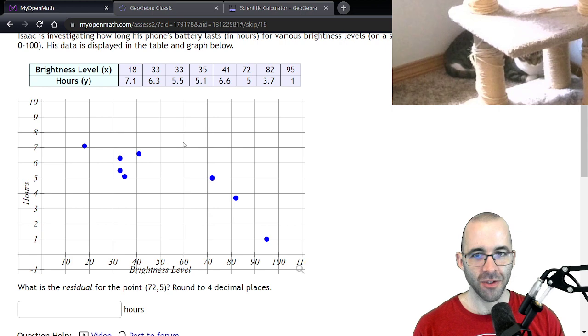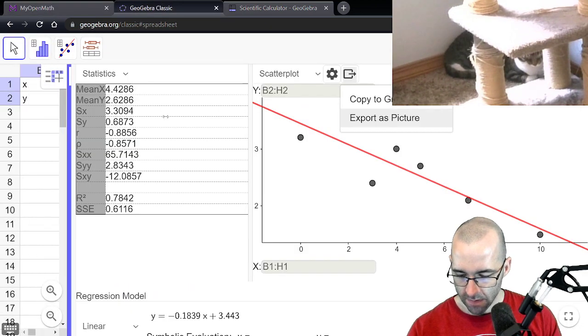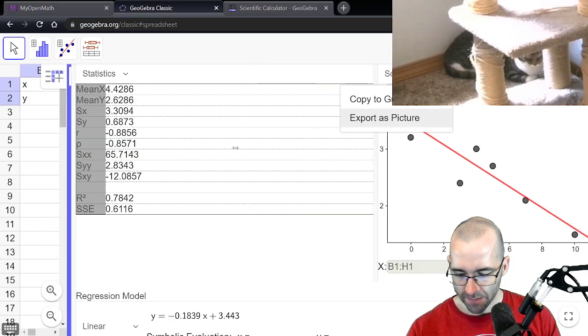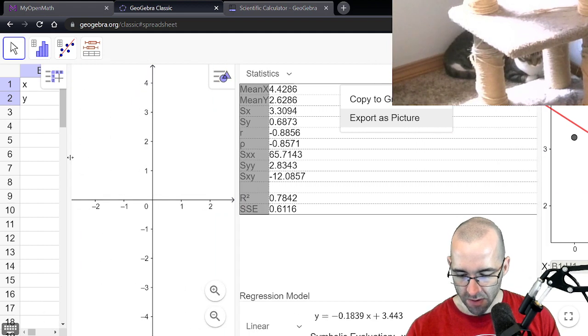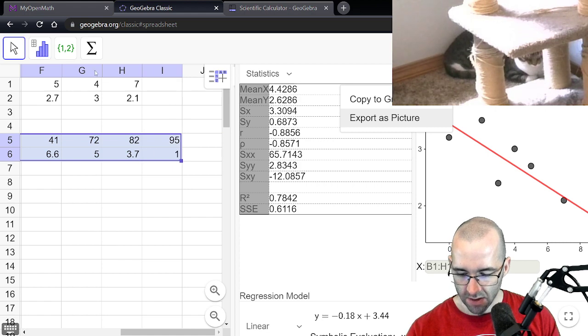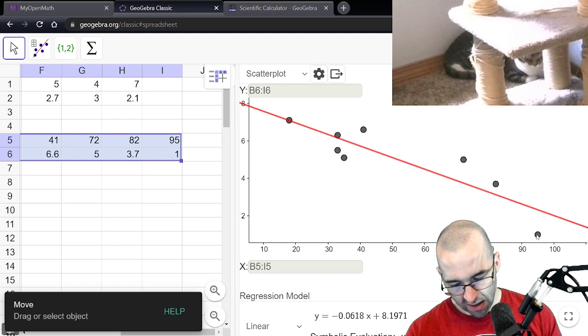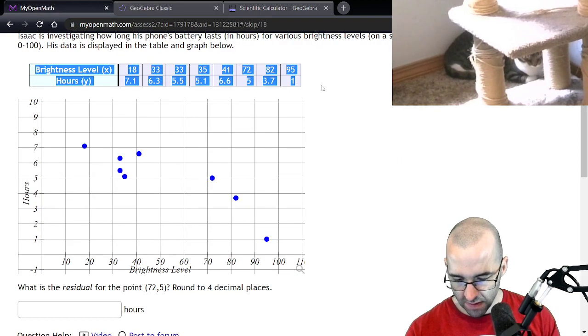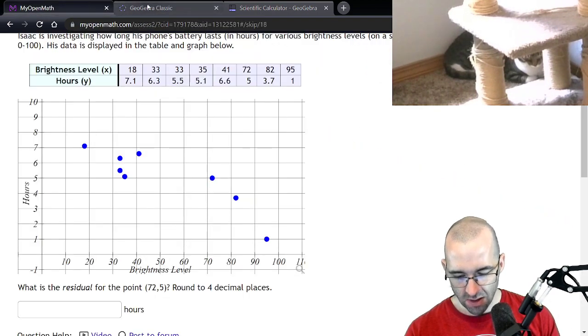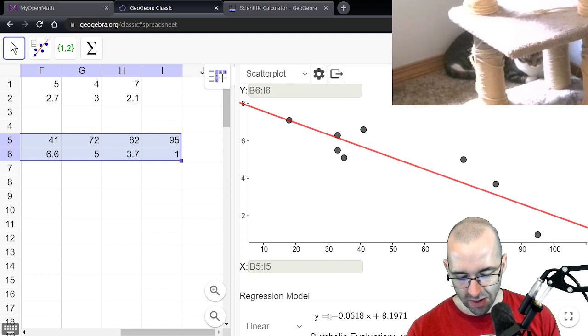Well, we need to find the regression line. Let's copy this data down somewhere. All right, scoot over. And then select only the data we want to variable analysis. Was there a point like 95,1? Hey, there was. Does this look like the graph in the homework? Yes, it does. These are all good things. So this is our regression model down here.